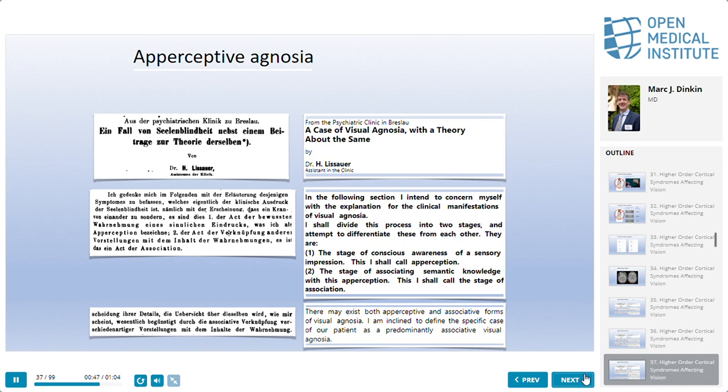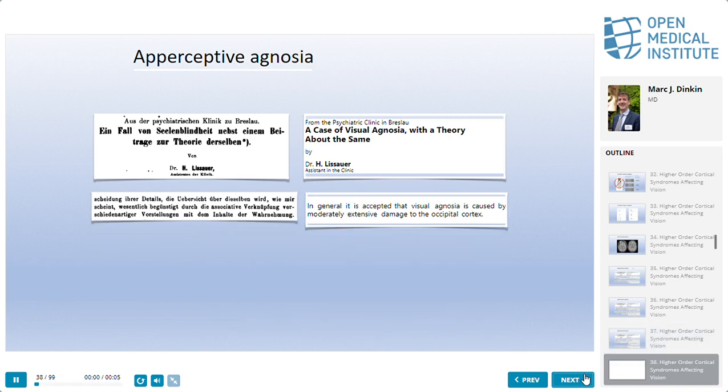Depending on where the problem is, you can get either one. Which one does she have, do you think? She's got the first one. It's really profound. It's not that she just can't come up with the name. She can't even really understand what it is. And so you can have both. It's generally accepted visual agnosia is caused by extensive damage to the occipital cortex.